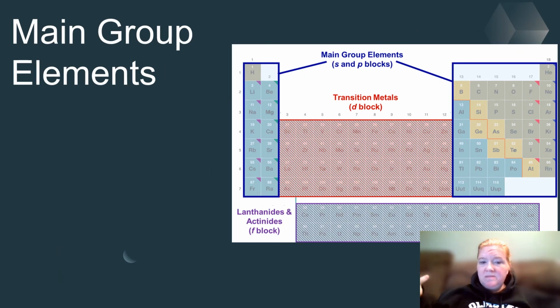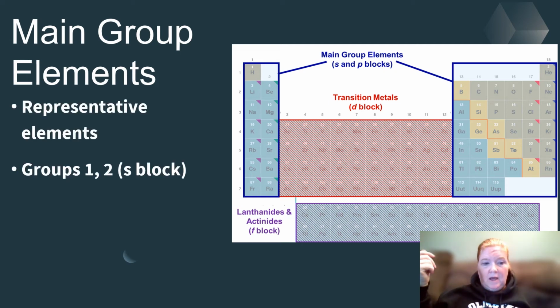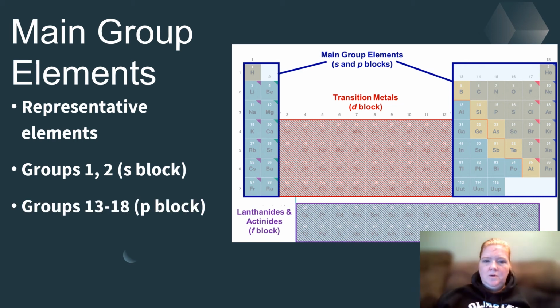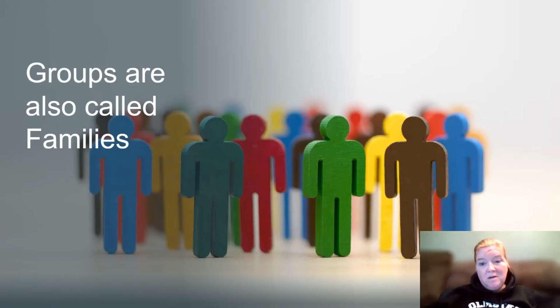Now, we talked about these before, the main group elements, like the tall ones. Those are the representative elements. They have consistent patterns of valence electrons, consistent patterns of similar properties. Okay, so this is the S block, this is the P block over here. Those are the ones that contain our representative or main group elements. And down each group, they have the same number of valence electrons. Now, groups are also called families, so sometimes you'll see that terminology.